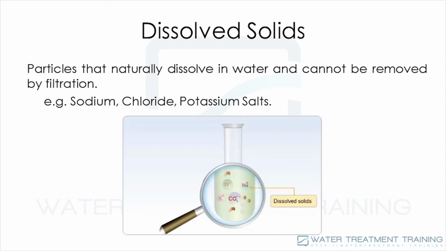Dissolved solids are particles that are naturally soluble in water and cannot be removed by processes such as filtration. The examples of dissolved solids include sodium and potassium salts, and chlorides. Dissolved solids is a measure of total amount of dissolved matter, determined by evaporation. Various softening processes such as lime softening and cation exchange via hydrogen zeolite will reduce dissolved solids.